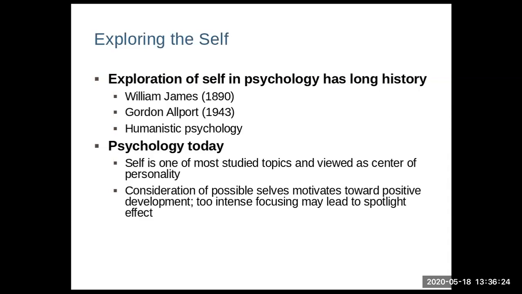So the exploration of the self in psychology has a long history. From the time that Wundt started it, he talked about consciousness and self and knowing who we are. From William James and his emotions to Gordon Allport in 1943, looking at the self in more modern times, and then humanistic psychology, which started the cognitive revolution. Bringing it to where we are today.